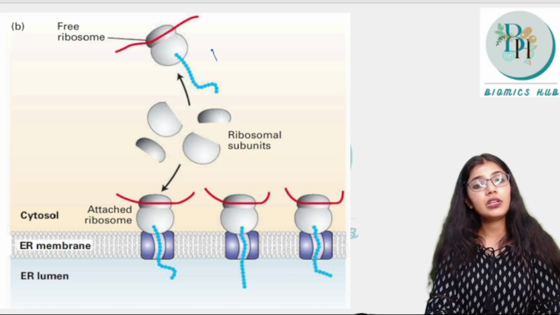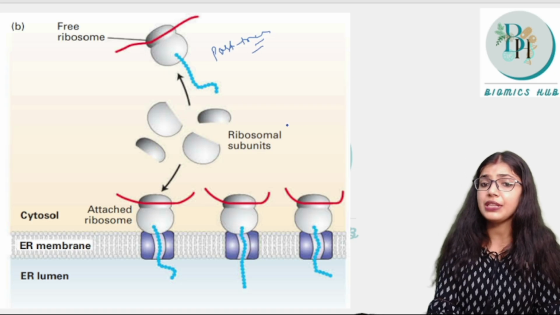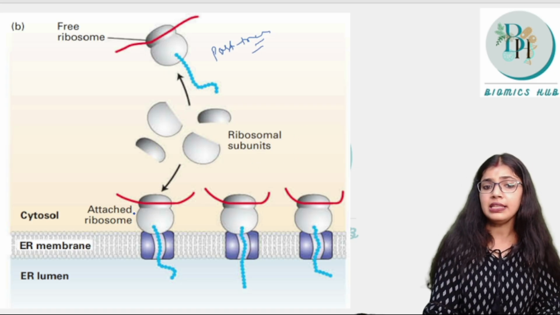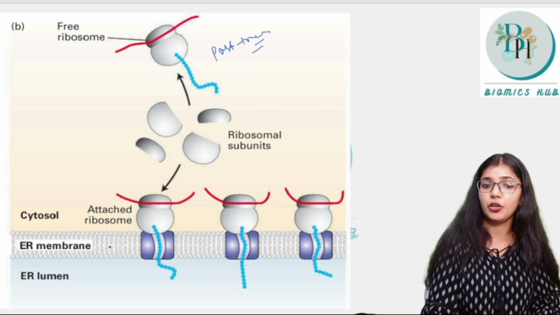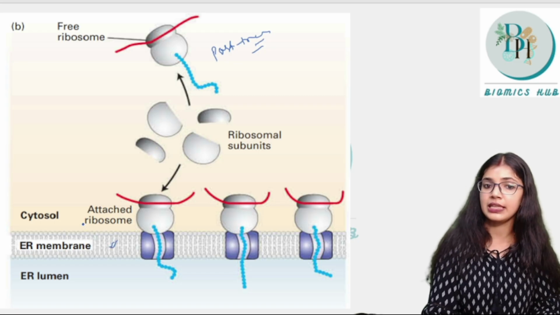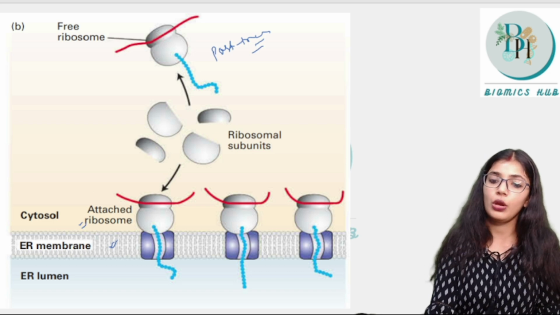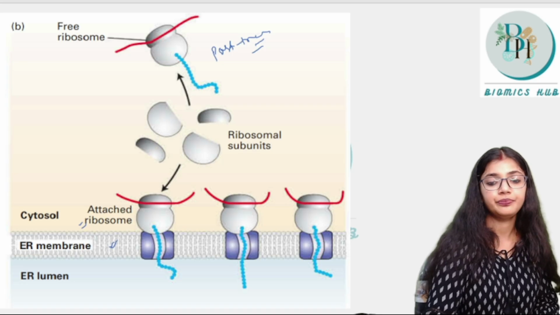So this is an example of post-translational translocation. In this way the ribosome can bind, or else the ribosome can attach to the endoplasmic reticulum and help in the protein synthesis. That is an example of co-translational translocation. Okay, I hope you have understood this.